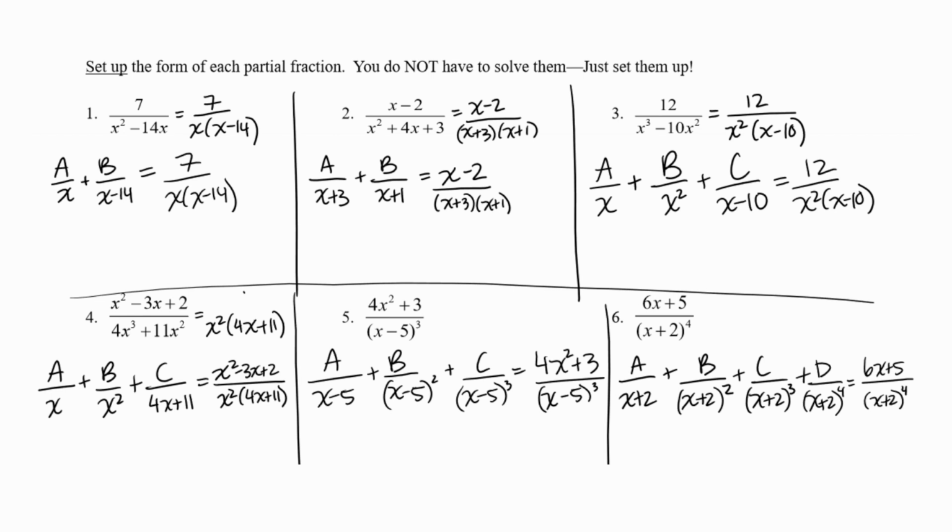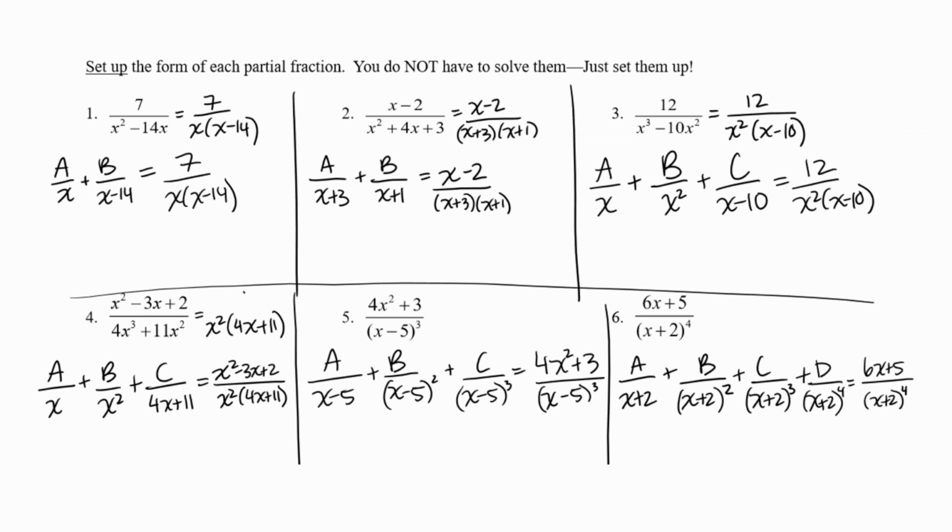So here is how I solved them. First, you have x over x squared minus 14x. So what you need to do is factor the denominator, which is equal to x over x multiplied by x minus 14. So what you need to do is take a over x, because that's one part of your denominator, plus b over x minus 14, and then you get 7 over x times x minus 14.